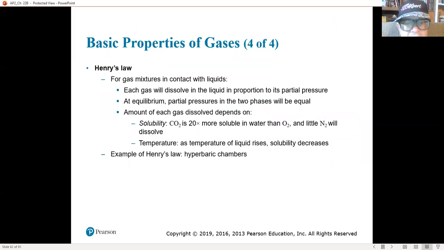So carbon dioxide is more soluble in water than oxygen, and little nitrogen will dissolve. As the temperature of a liquid rises, solubility decreases. This means that cold water is better at holding oxygen than warm water.